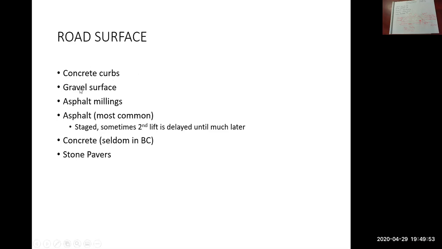If the surface is not paved, then that's the end of it. You could have a gravel surface. You could have what's called asphalt millings. So what is that? Asphalt millings are ground up asphalt.